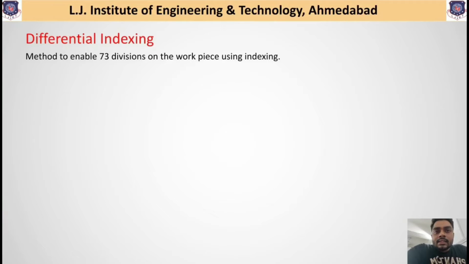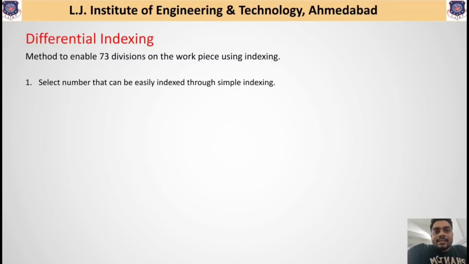And to understand this differential indexing method, we will use a simple example as we have discussed. What are the steps to be followed to enable 73 divisions on the workpiece using differential indexing? For this, our first step is to select the nearest number to the given number which can be easily indexed through simple indexing.